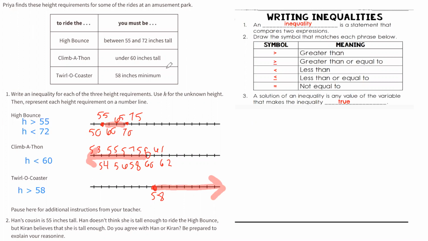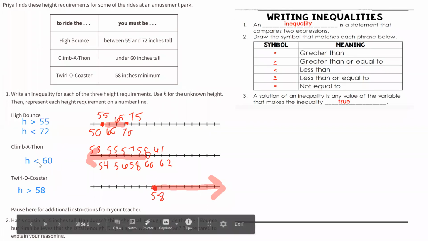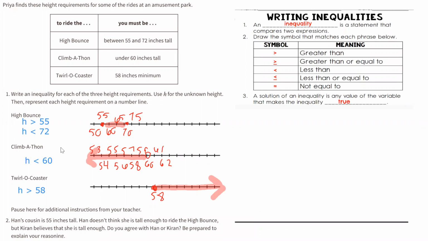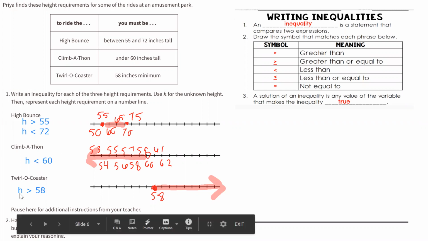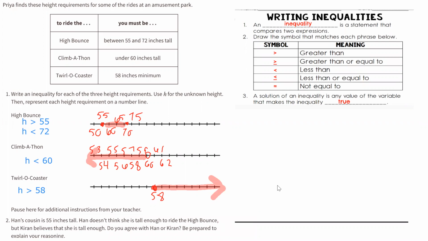You'll notice if you look at the inequalities, there is a bit of a pattern. Where h is less than 60, the tip of the arrow is pointing to the left, so our line goes to the left. H is greater than or equal to 58, the tip of the arrow is pointing to the right, so our line goes to the right. That is a pattern. Pay attention to that. It makes sense.